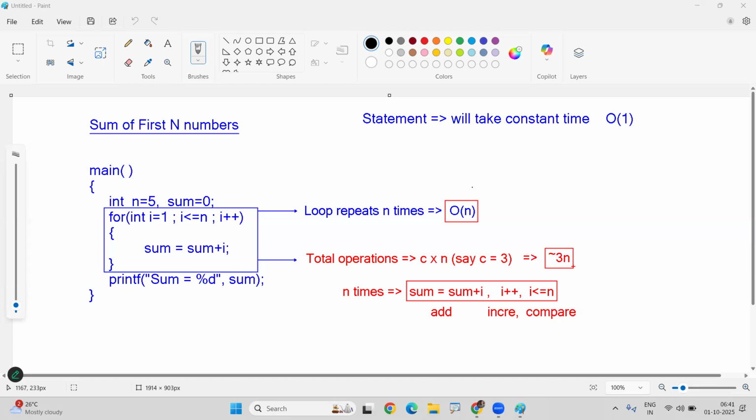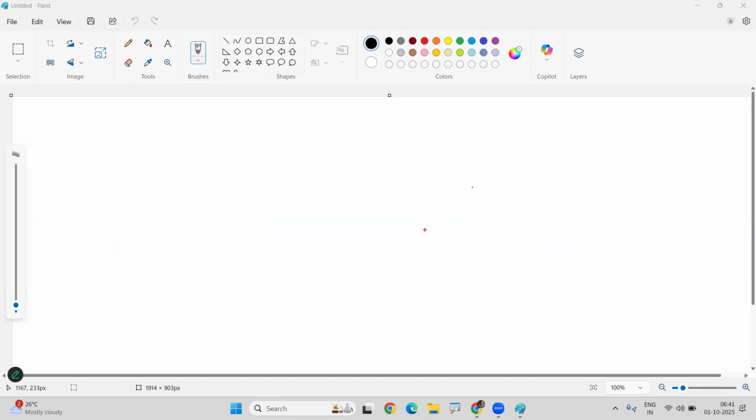Okay? Right. Every loop we represent like this only. For example, take the logarithmic case, because every time we are dividing. Let's say we are taking one while loop that every time reduces by half.